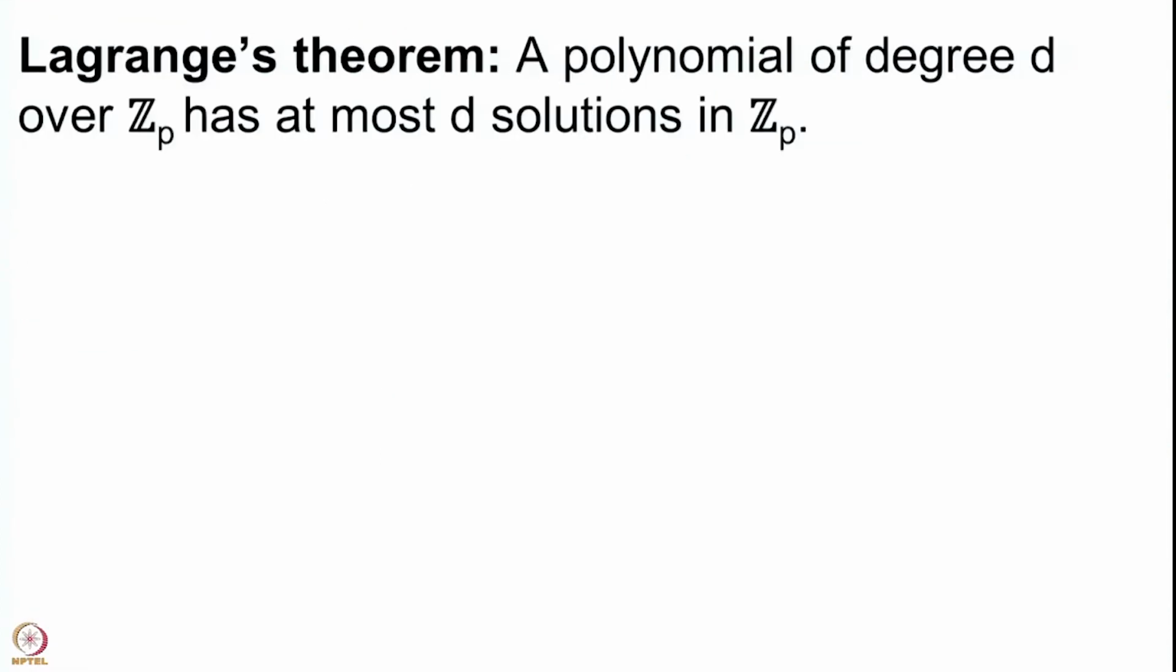Does a similar theorem hold for Z_p? That is the question, and yes, it does hold for Z_p, and the theorem is due to Lagrange. You will see that Lagrange has done quite a bit of fundamental work in number theory among other areas of mathematics, and this is also a theorem due to him. So, he says that if you start with a polynomial of degree d over Z_p, which means that you have coefficients coming from Z_p, then any such polynomial has at most d solutions in Z_p.